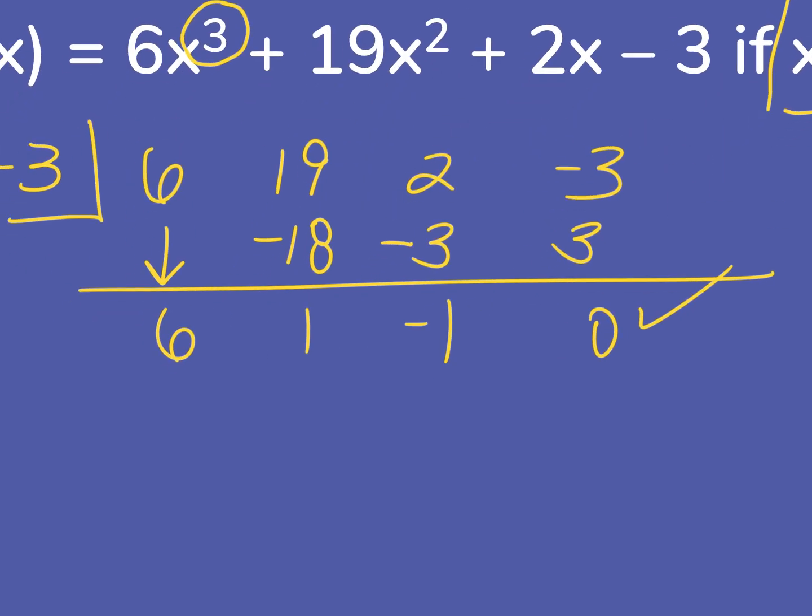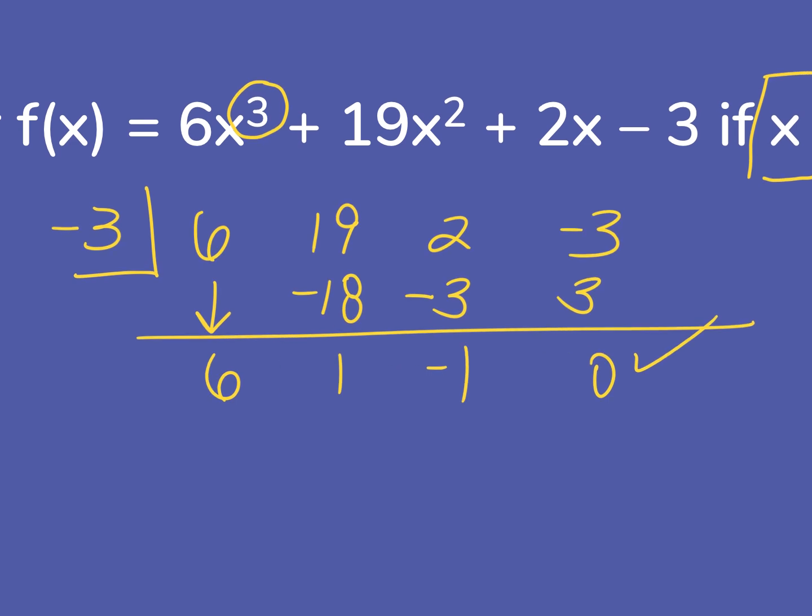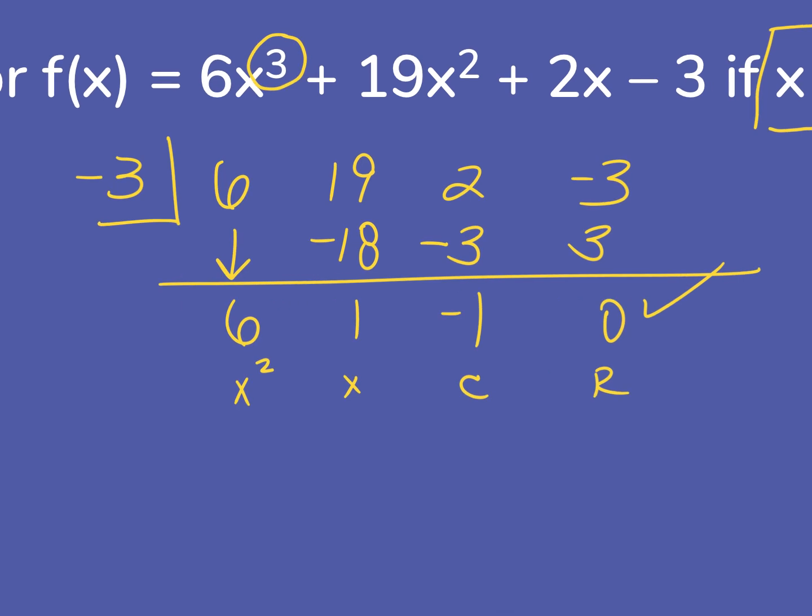So what is this that's left over? That's your resulting polynomial. You just did division. We started off with x cubed. So what does your answer start off with? X squared. This is my x squared. This is my x. This is my constant. And this is my remainder. So how would you write that polynomial?